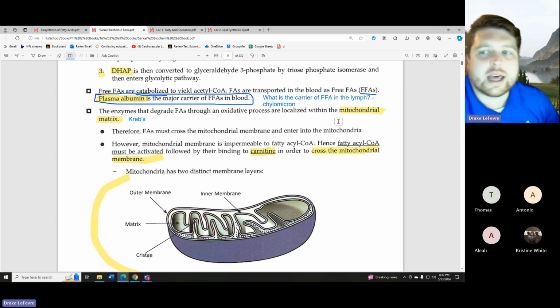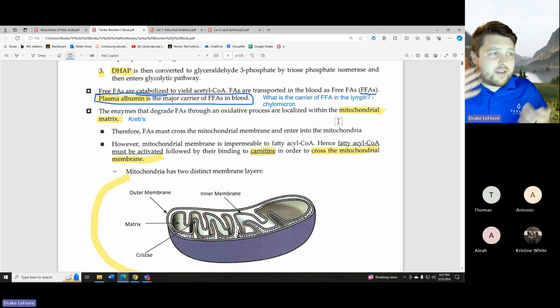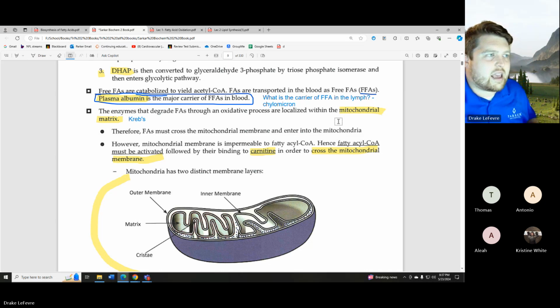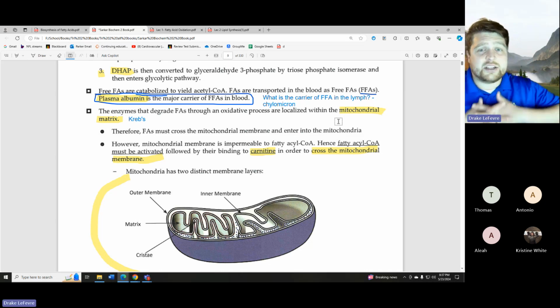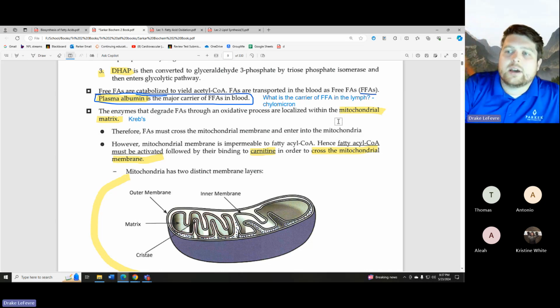And so if we stop and think about that, let's say we have a fatty acid chain that has 18 carbons, how many acetyl-CoA are we going to end up with?